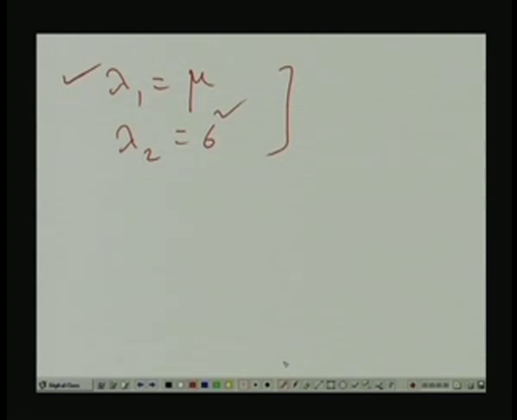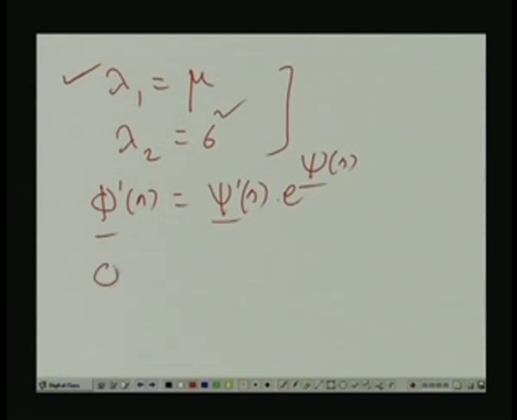What happens to, well, we have just now seen that phi prime bar s is this. What happens to the second order derivative? Differentiate this, hold this, and then hold this, differentiate this.